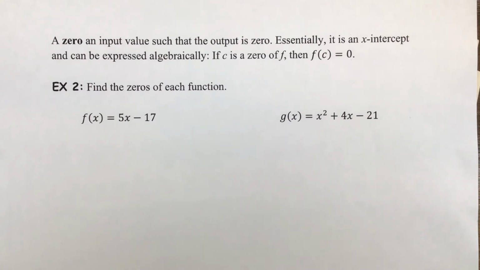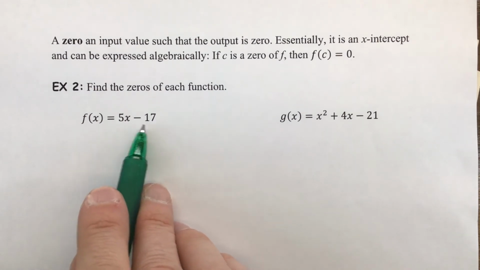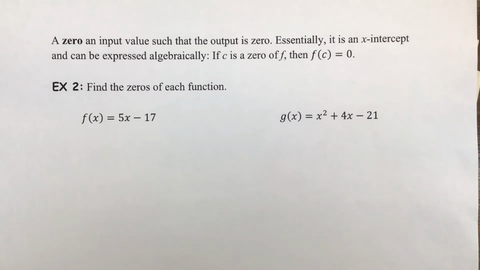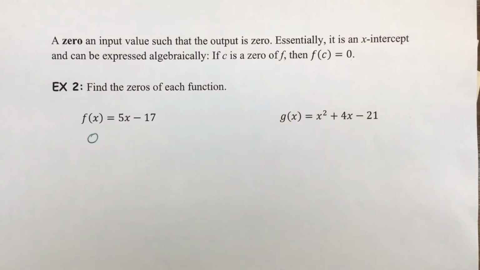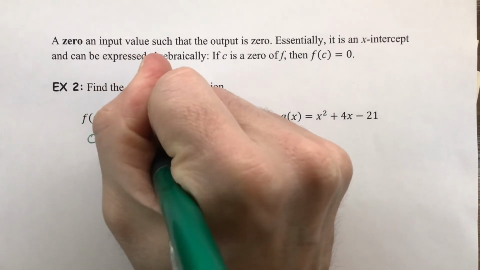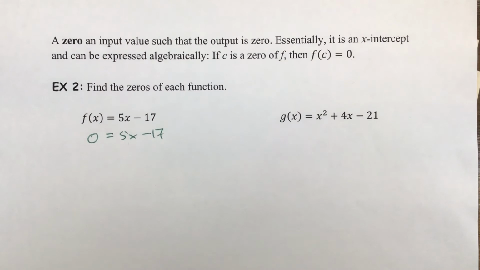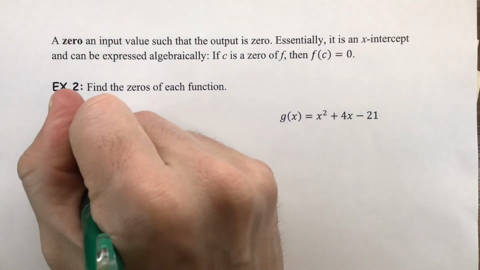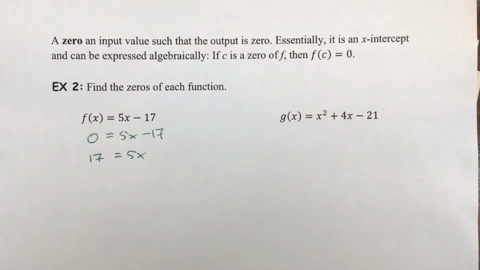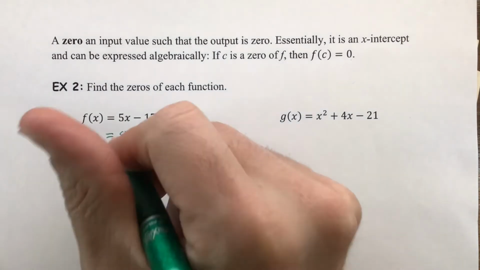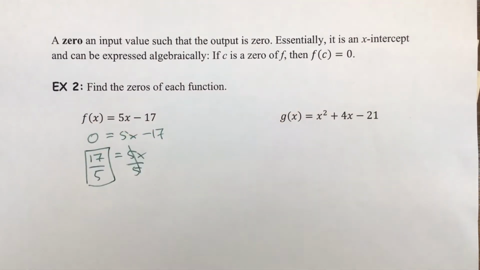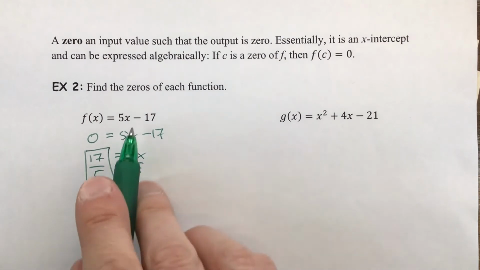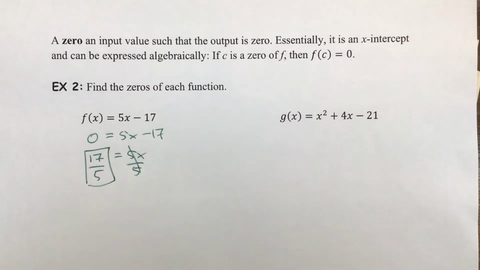So consider these two functions. f of x is equal to 5x minus 17, and g of x. In f of x, what we're going to do is just replace f of x with 0. We're going to set it equal to 0 and simply solve it. We're going to add the 17 to the other side. That's going to equal 5x. You then divide by 5. And that's it. It's an unusual looking number, but that will be the 0. That is the number that when you plug it in here, the whole thing becomes 0.